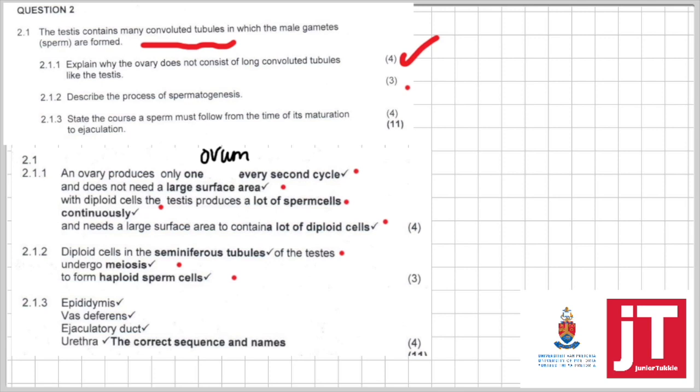2.1.3. State the course a sperm must follow from the time of its maturation to ejaculation. So, when the sperm is maturing, it goes to the epididymis, then it travels via the vas deferens to the ejaculatory duct, and then leaves the male's body through the urethra. Here, you must have the correct sequence and the names of the structures. That's a nice question as well.